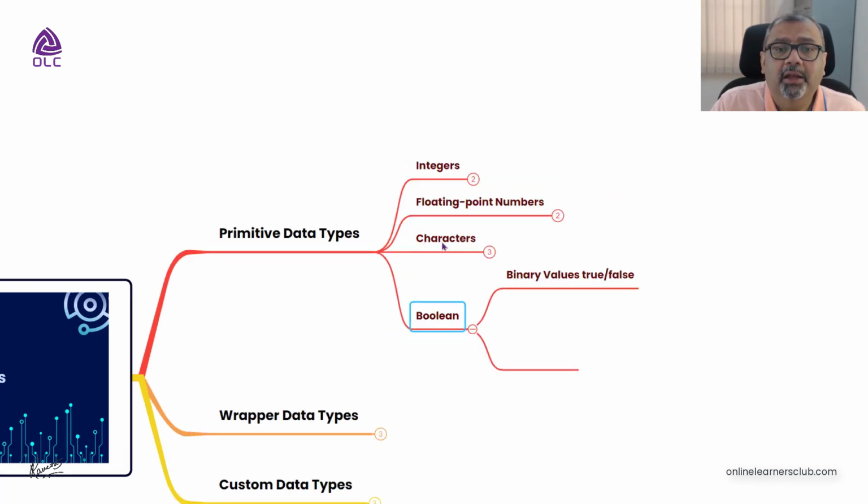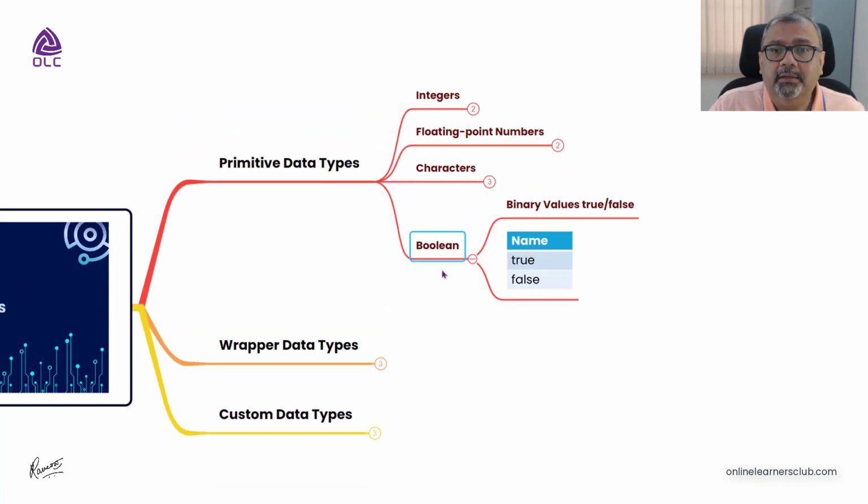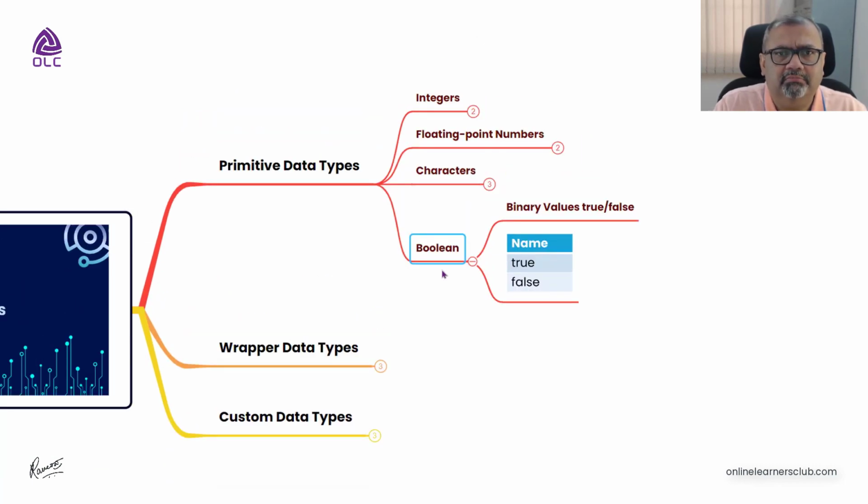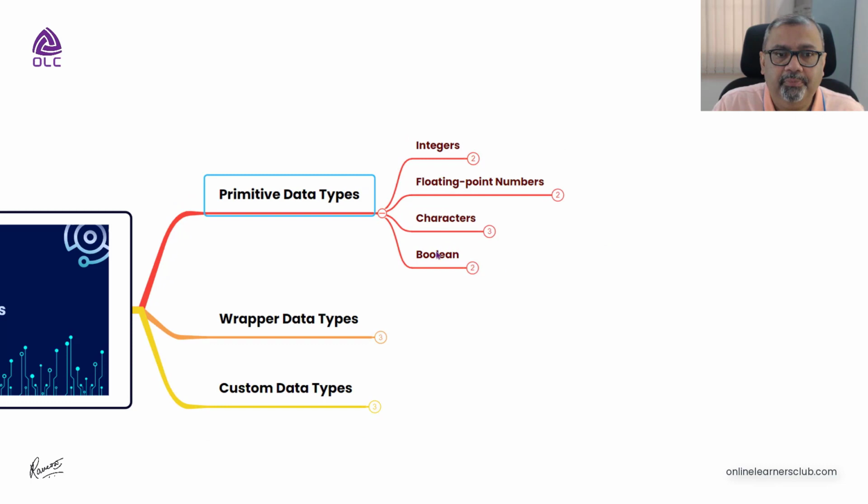And finally, we have Boolean. So Boolean represents 0 or 1 in binary arithmetic. So we do see true or false representing 1 and 0 in the Boolean primitive data type, which is basically used as well.